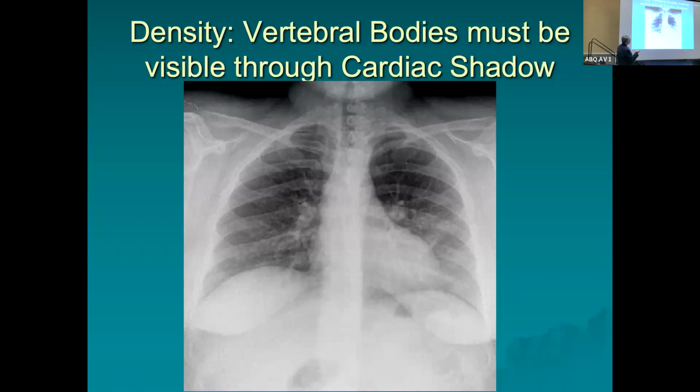Now, when I look at the vertebral bodies, I'm looking right here. I can see the spinal process, and I should be able to follow all these vertebral bodies all the way down through here. Now, on my film right here, you can barely make it out, and you lose a little bit right through here, and you also lose a lot over here to the side.